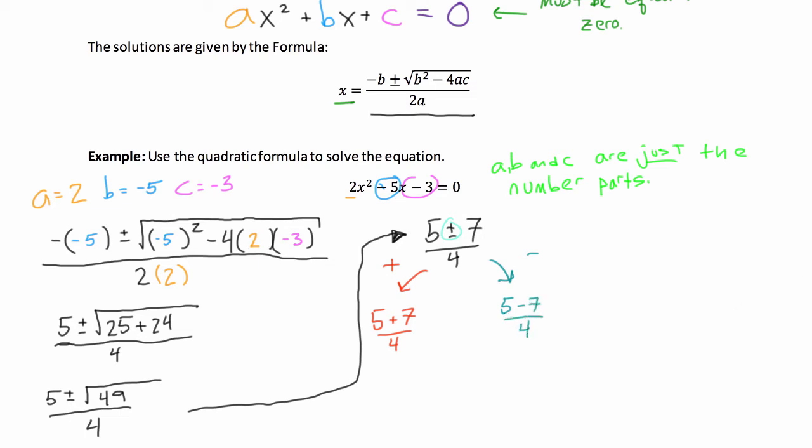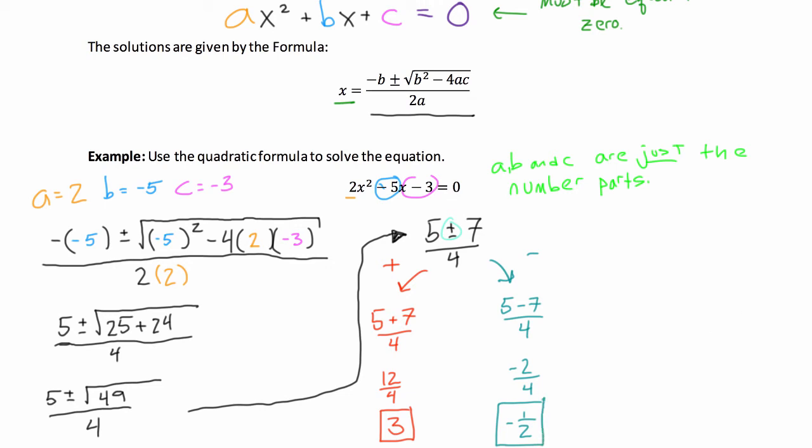And now I'm just going to simplify both of these. So 5 plus 7 is 12. So that's 12 over 4. And 12 over 4 simplifies all the way down to 3. And then over here I have 5 minus 7 is negative 2 over 4. And that simplifies down to negative 1/2.